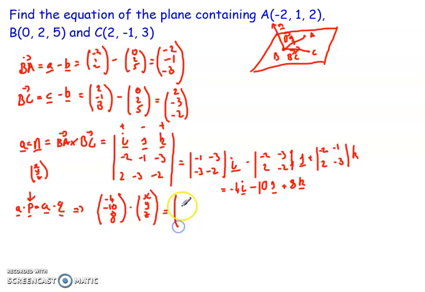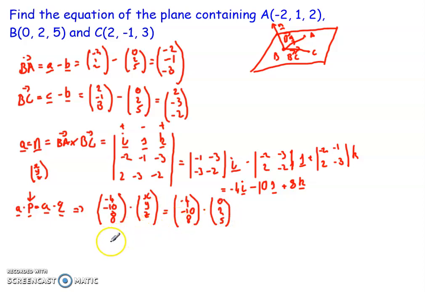That's going to equal my -4, -10, 8 with the scalar product of an arbitrary point q, but in this case what I'm going to take is q, the arbitrary point being the b, where the two vectors intersect, so it's 0, 2, 5.